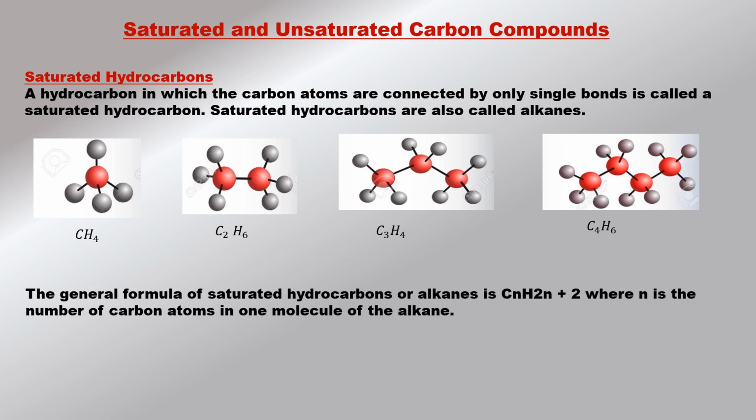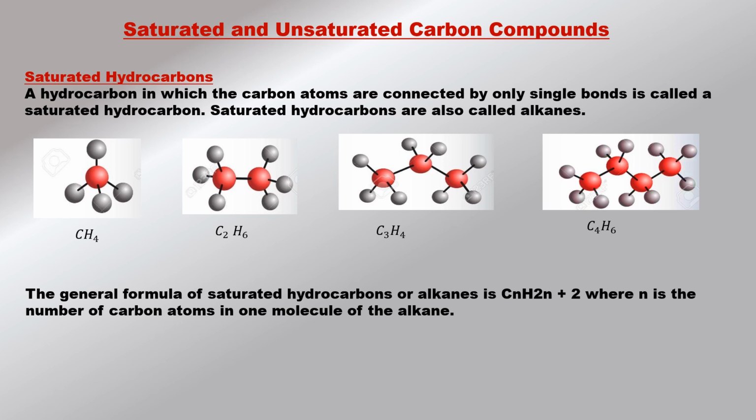Saturated hydrocarbons. A hydrocarbon in which the carbon atoms are connected by only single bonds is called a saturated hydrocarbon. Saturated hydrocarbons are also called alkanes. We can now say that an alkane is a hydrocarbon in which the carbon atoms are connected by only single covalent bonds. There are no double or triple bonds in an alkane.